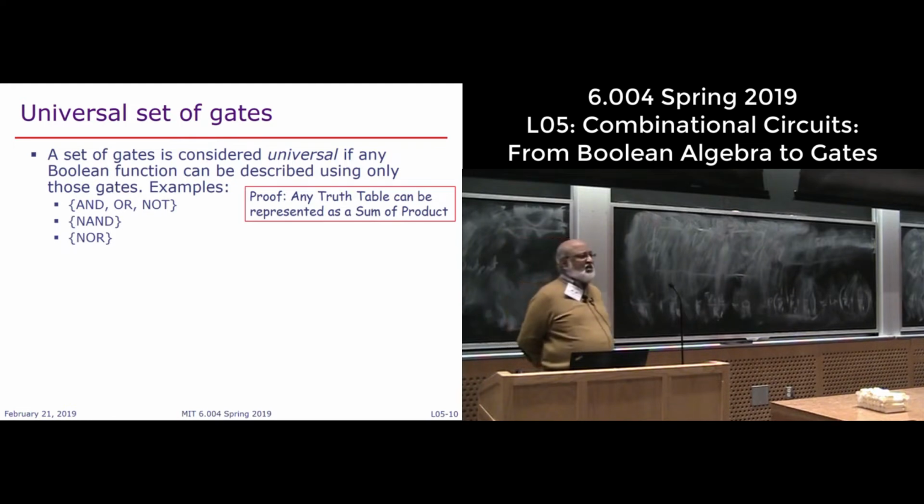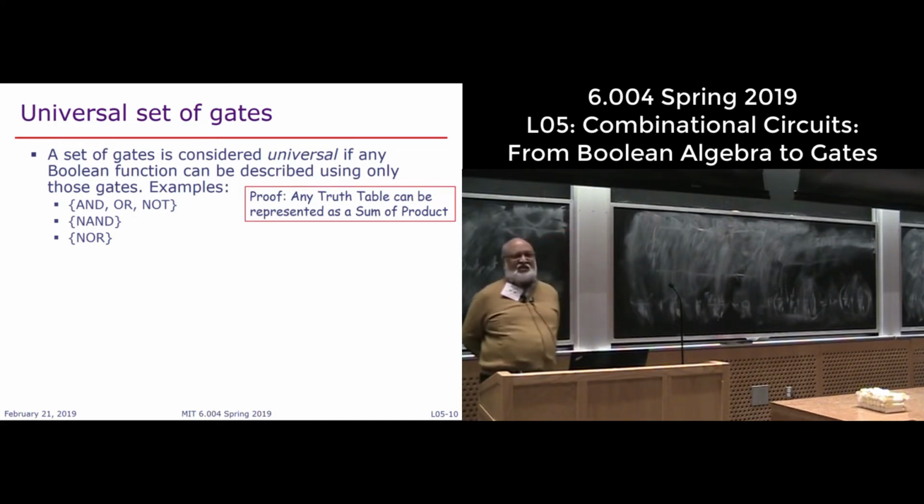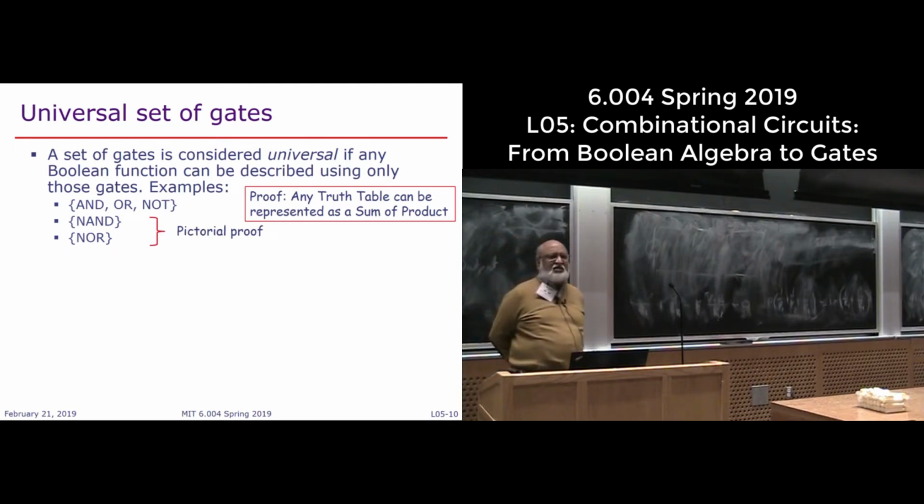It turns out NAND by itself is a universal gate. I can express all Boolean expressions using NAND. See, really? That sounds strange, right? In fact, you can express all Boolean functions using just the NOR gate. So each of these gates by itself is a universal gate. It can express any Boolean function. How will you prove it?